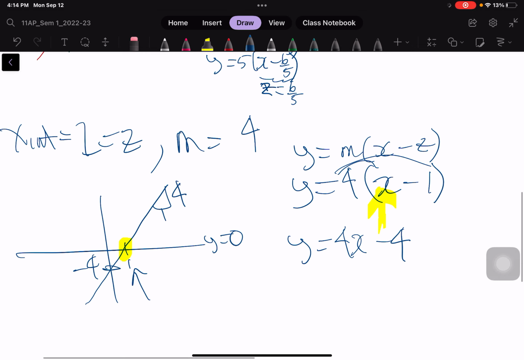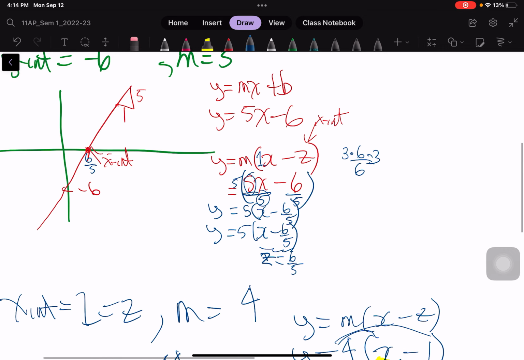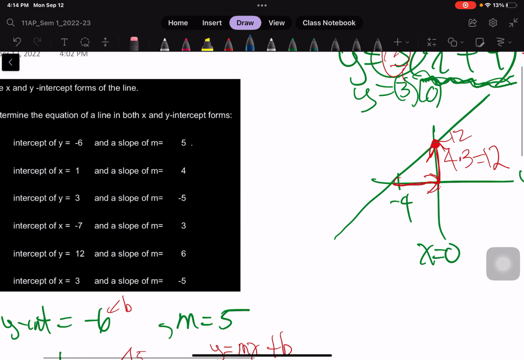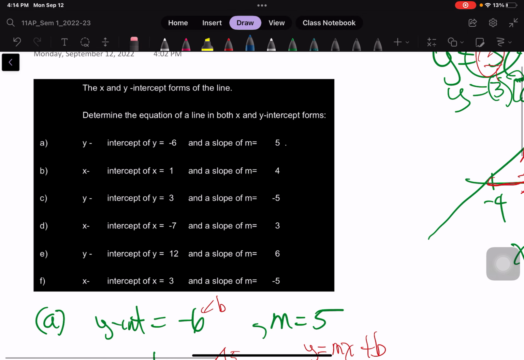So what you're going to do tonight with your homework is determine the equation of the line in the x-intercept form, which is m bracket x minus z, and in the y-intercept form, which is mx plus b. Okay, folks, and that's what you're going to do. And the set of questions that you're going to work through are these ones here, okay? And good luck. You're good to go.